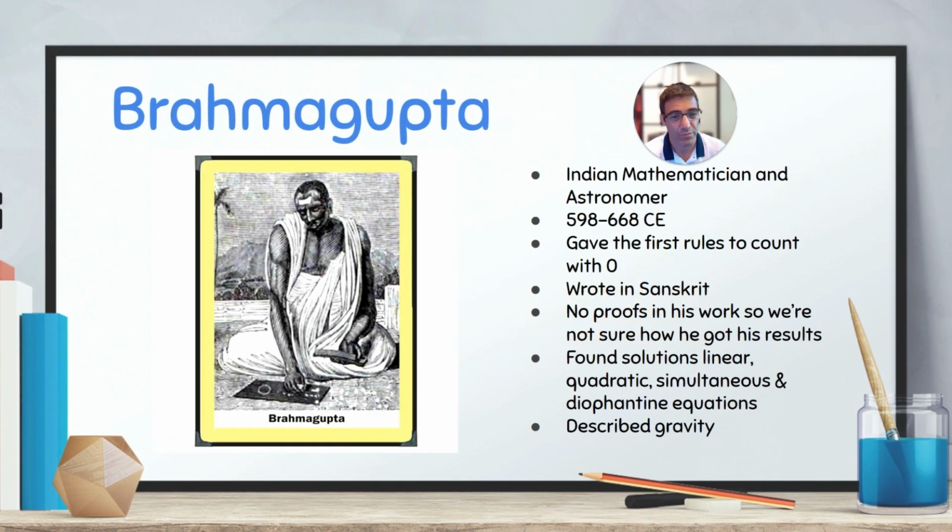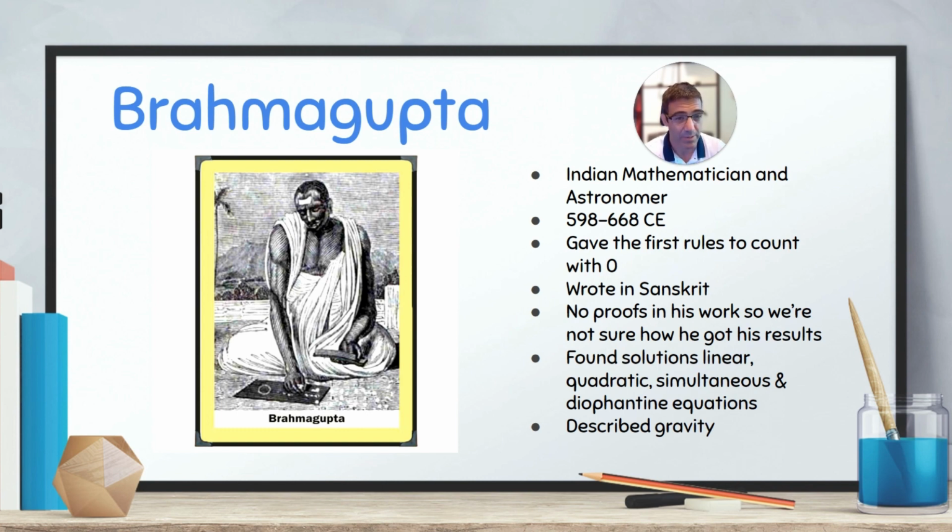Mr. Brahmagupta lived from 598 to 668 CE, which is the Common Era. He was an Indian mathematician and astronomer. He gave us the first rules to count with zero. Some people say he's credited with creating zero, but that's up for debate. He wrote mostly in Sanskrit, which is an ancient Indian language. There are no proofs in his work, so most of his work is just results. So we don't know how he proved the results or how he found them. But for the most part, he came up with some very interesting results without any proofs.